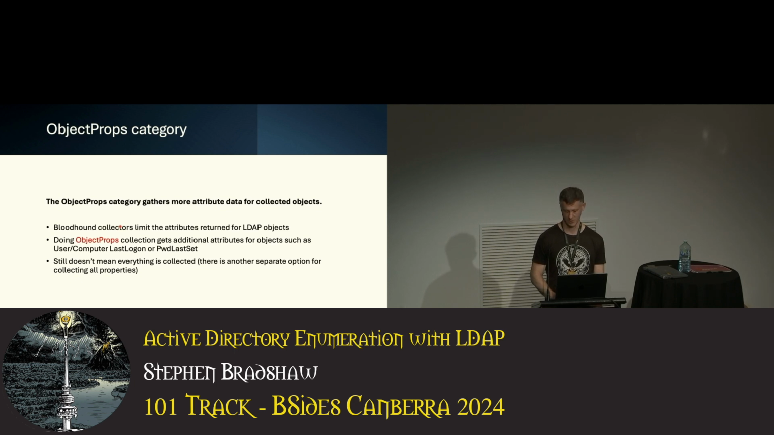There is an option to actually pull back all attributes. In most cases, this will not be useful, but there can be cases where there are custom attributes in an Active Directory domain which can have useful information, and you're only going to know about it if you try and pull back all the attribute values or if you look in the schema.